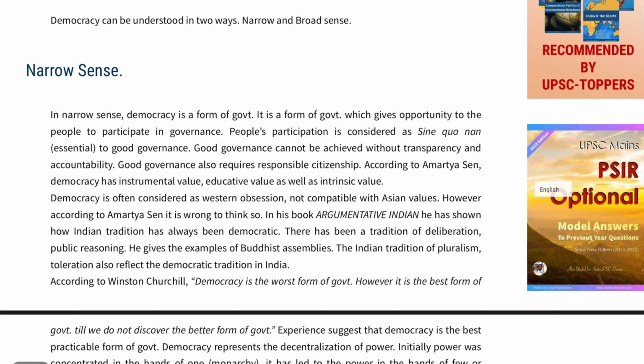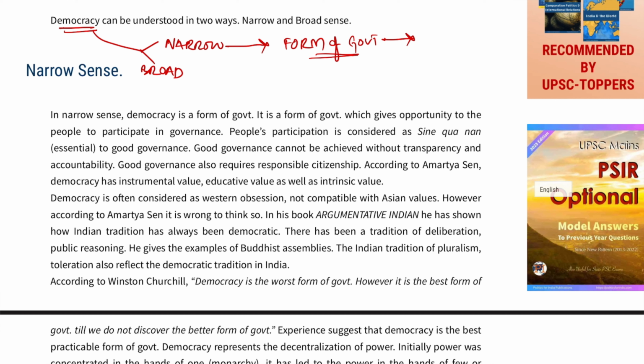So we'll also make a map, let's say. Democracy can be understood in two ways, narrow and broad. In the narrow way, it's understood as a form of government which considers it essential for the people to participate. People's participation is not just about the vote.